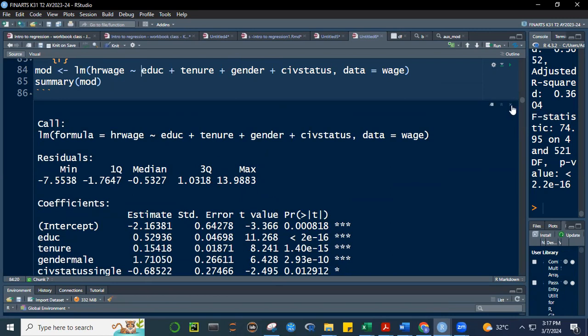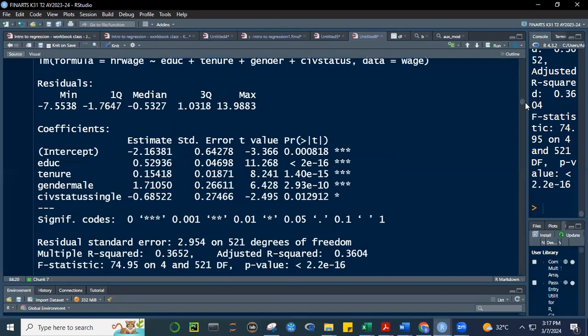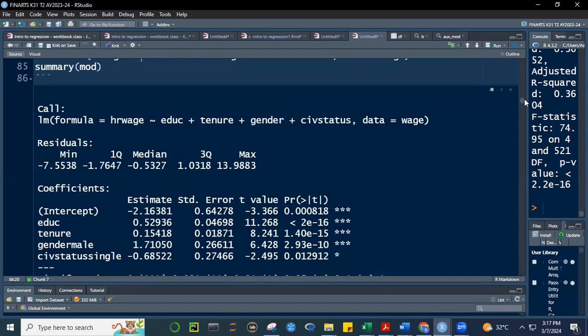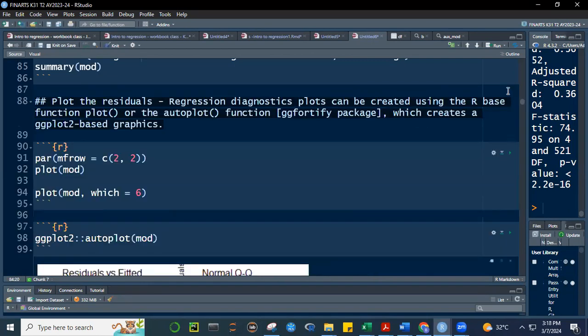But we said that it's not enough for us just to state that our final model is hourly wage is equal to negative 0.216 plus 0.53 times education plus 0.15 times tenure plus 1.71 times gender minus 0.69 times civil status. That's not enough. We will have to evaluate if our model violates any of the assumptions of the classical linear regression model. Okay, so let's do that.